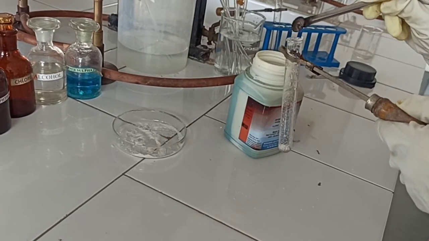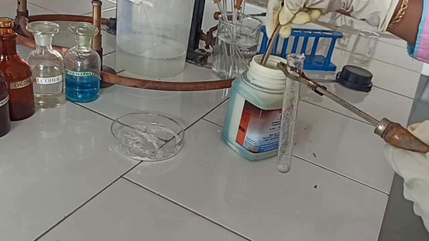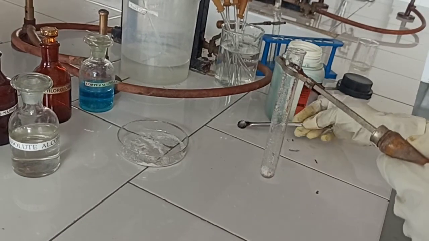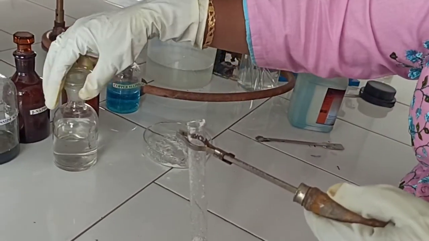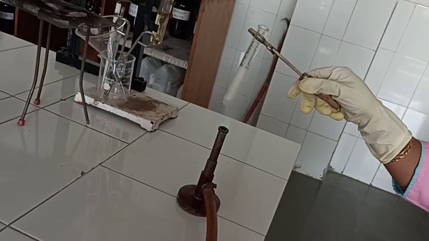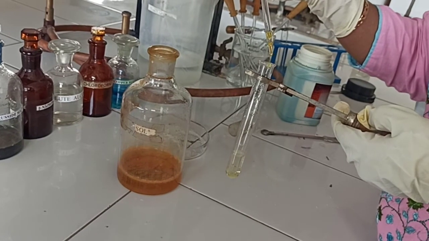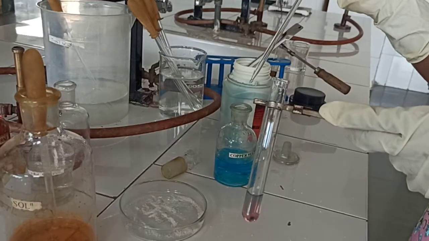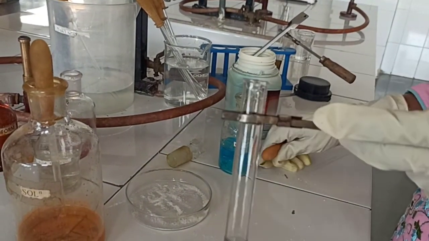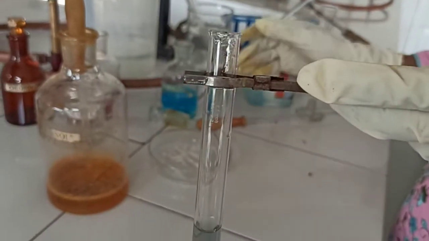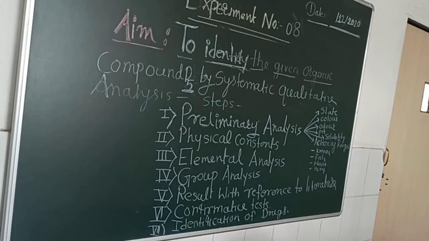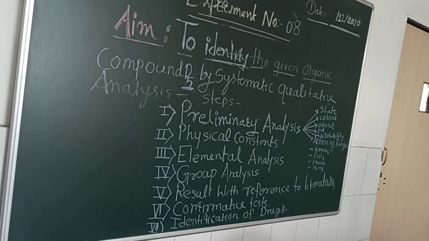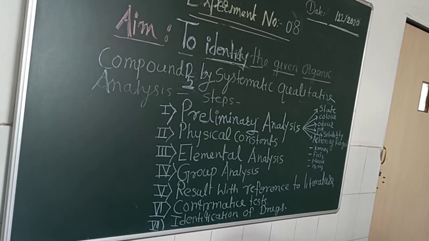See the next test, in that you have to take the test sample plus 1 ml hydroxylamine hydrochloride in ethyl alcohol. Add ethyl alcohol, boil it, add 5 to 6 drops of FeCl3 solution. A reddish blue color is observed, that means urea may be present. After determination of functional group, we conclude that our compound contains an amide functional group.